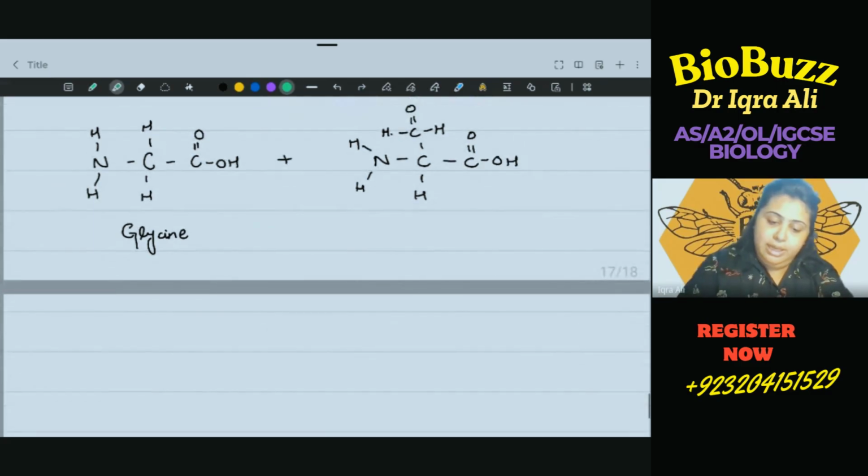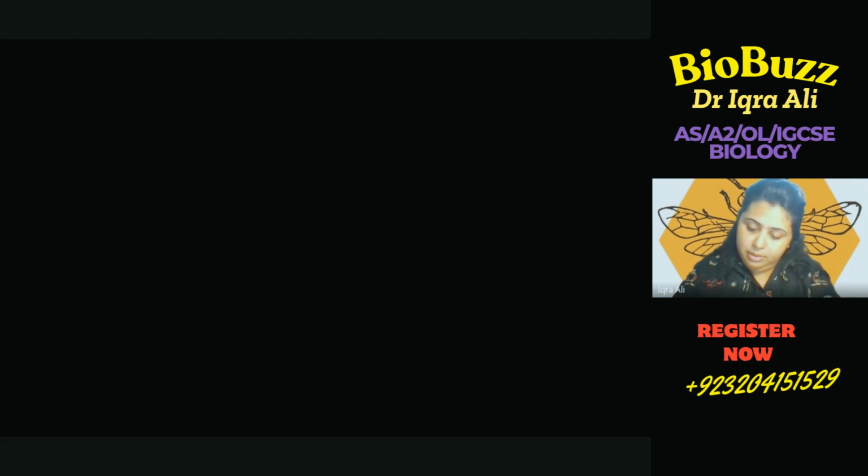Let's form this peptide bond again over here through the condensation reaction. I think Pariksha has made and sent it to us. Yes, Pariksha, I'll attach it here for a second so that all of you can see.